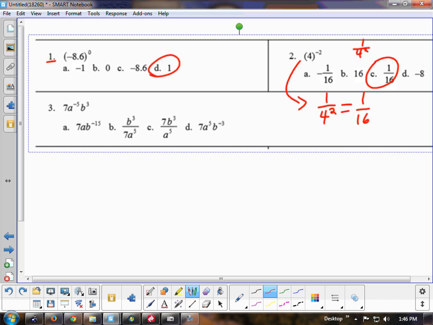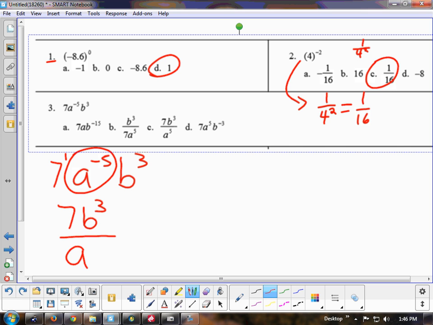Number 3. Again, we have to follow the rules of the powers. The 7 has a first power on it. It stays there. The a to the negative 5 is not in the right spot, and the b to the 3 is in the right spot. So we're going to rewrite this. The 7 stays up top, and the b to the third stays up top. However, the a to the negative 5 is in the wrong spot, so it goes to a to the negative 5 in the bottom. So that's going to be your answer for that one.